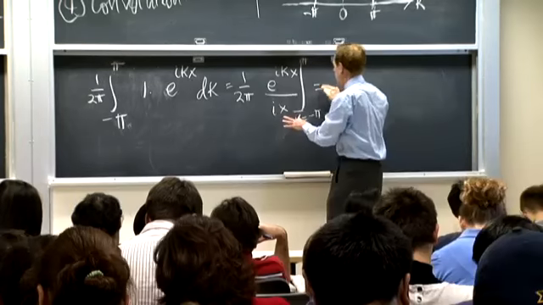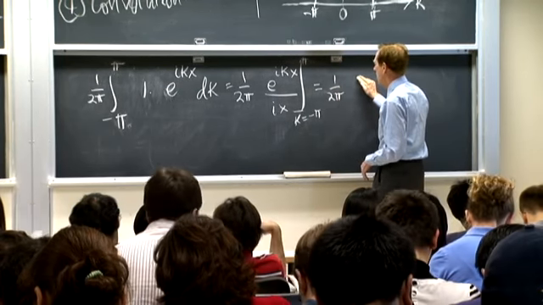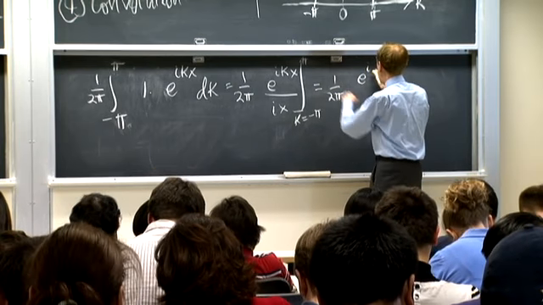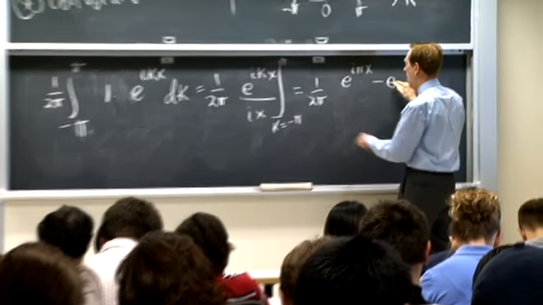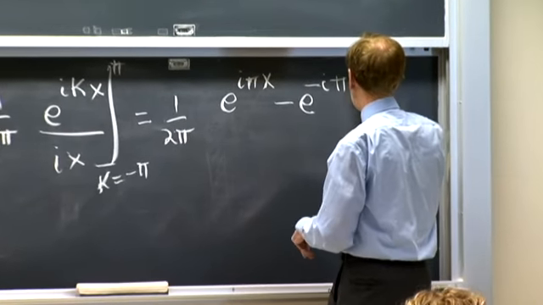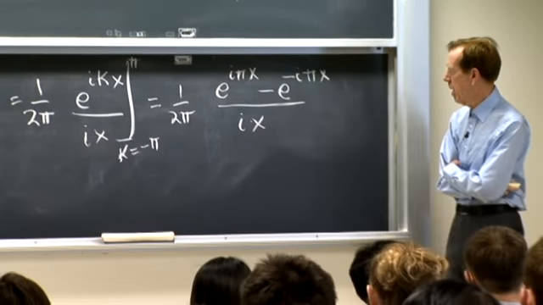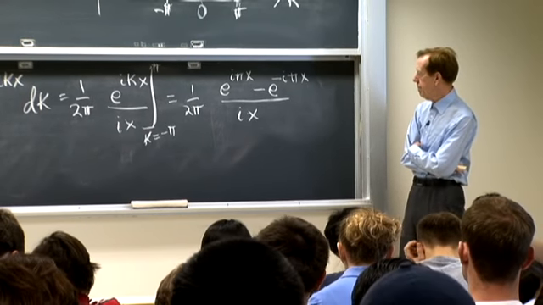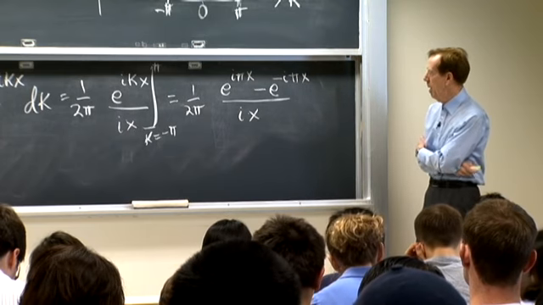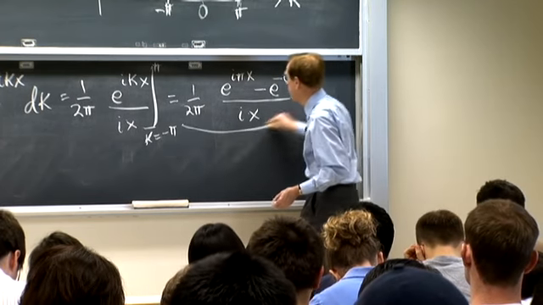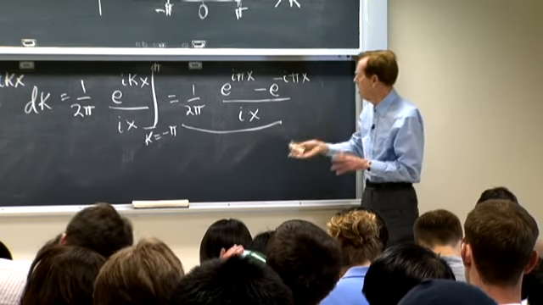So I get 1 over 2 pi, e to the i pi x minus e to the minus i pi x, over the ix. Okay so far? I was doing a k integral and I get an x answer. And I want to be sure that this x answer is the x answer I want. It's the sinc function. Okay, it is, right?